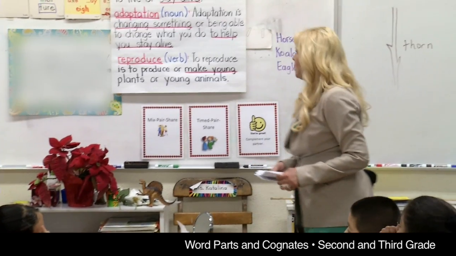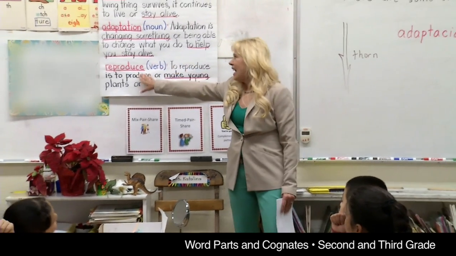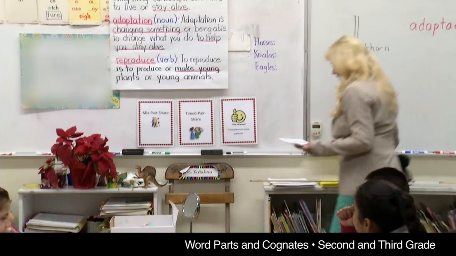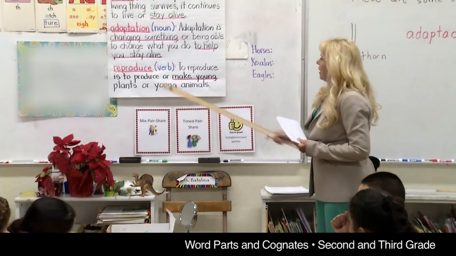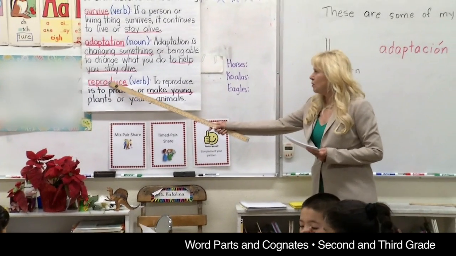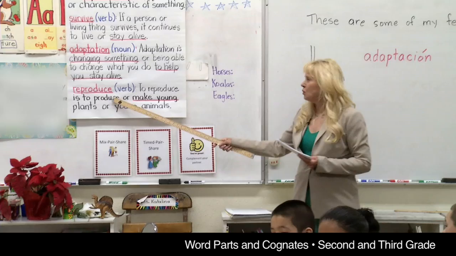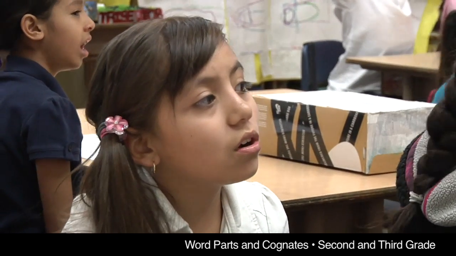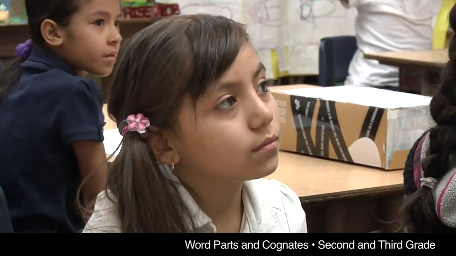Okay, very good, boys and girls. We're down to our last word now that we're going to practice. All right, and what's our last word? Reproduce. Very good. All right, so let's read what reproduce means. To reproduce is to produce or make young plants or young animals. So basically it means to make their young.